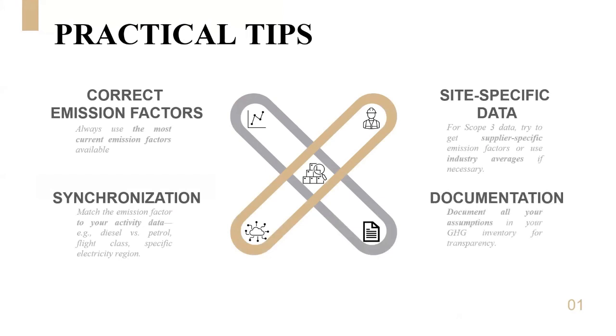Lastly, always use the most current emission factors available. Match the emission factors to your activity data, for example, diesel versus petrol, flight class, or specific electricity regions. For Scope 3 data, try to get supplier-specific emission data or use industry averages if necessary. And lastly, document all your assumptions in your GHG inventory for transparency.